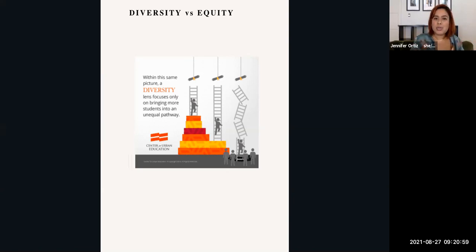But if what we're trying to do is engage in structural changes that are going to impact our students that fall within our biggest equity gaps, diversity is just not enough. It's not sufficient. Within the picture of diversity, the lens only focuses on bringing more students into an unequal pathway. And so we say, hey guys, this is the starting point, right? This is the starting line. And because everybody's starting in the same place, everybody's getting an equal chance. And the reality is that different people bring different things at this starting point, based on their experiences, based on access, and based on privilege.